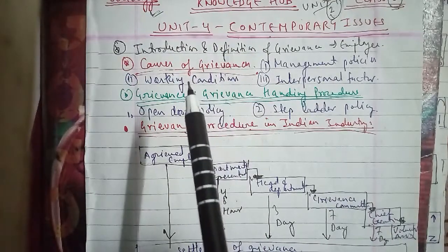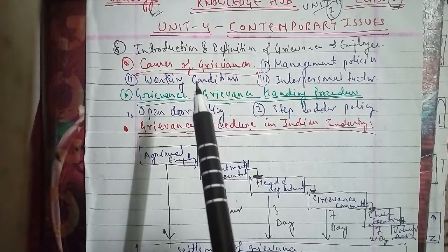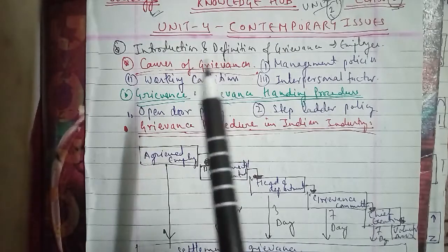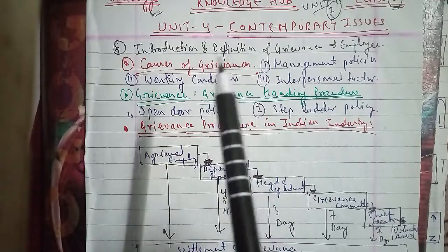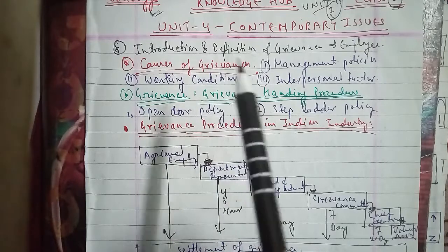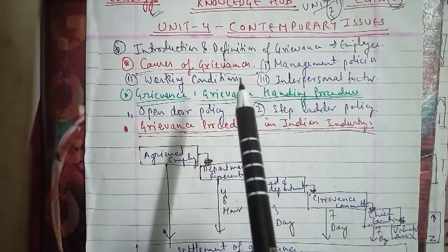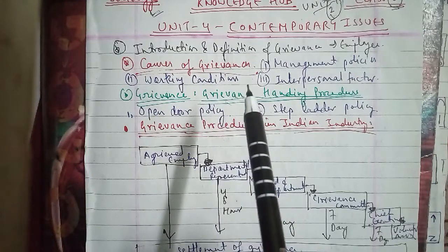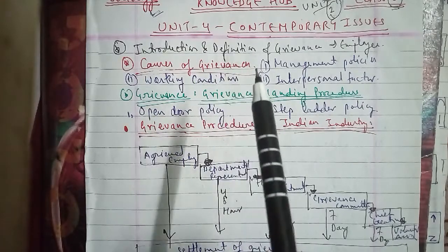Dissatisfaction is anything that disturbs an employee, whether or not the unrest is expressed in words. Complaint is a spoken or written dissatisfaction brought to the attention of the supervisor or the shop steward. Grievance is a complaint that has been formally presented to a management representative or to the union officials as well.